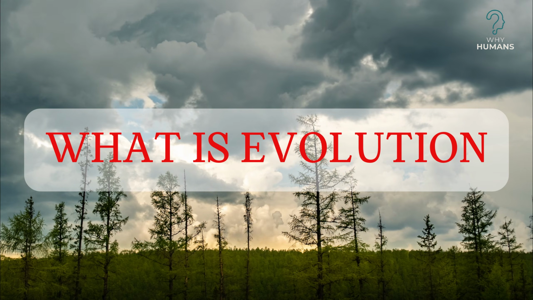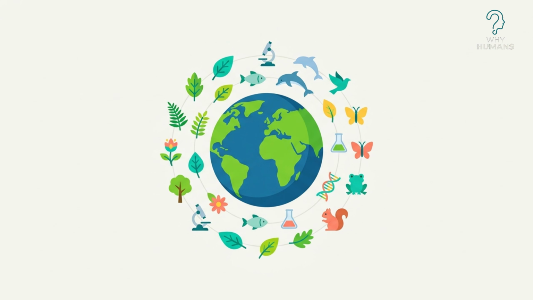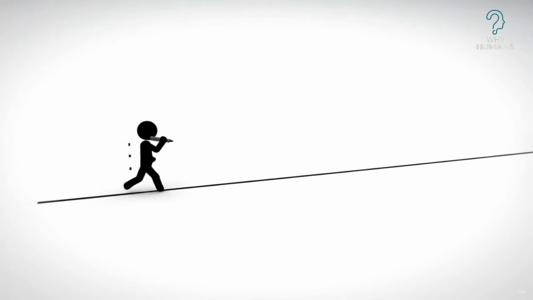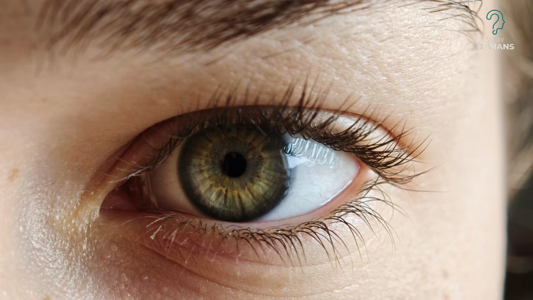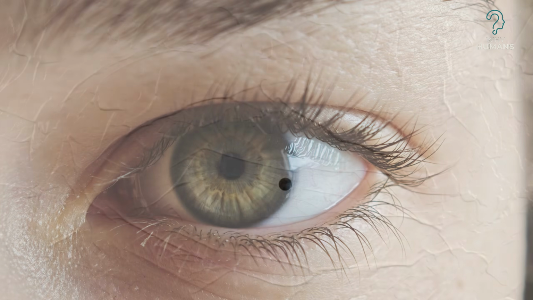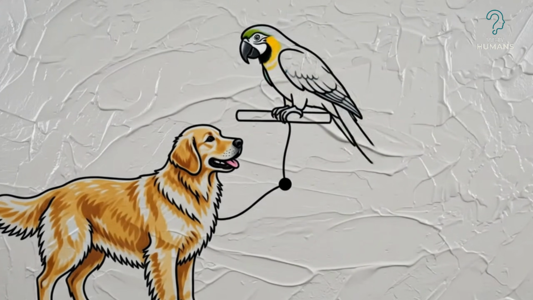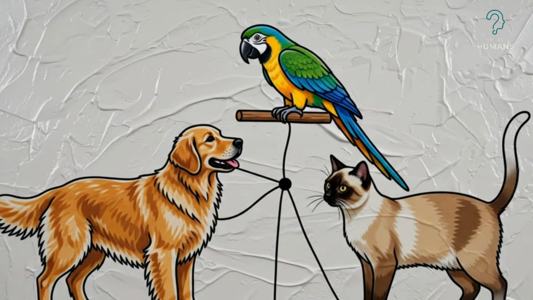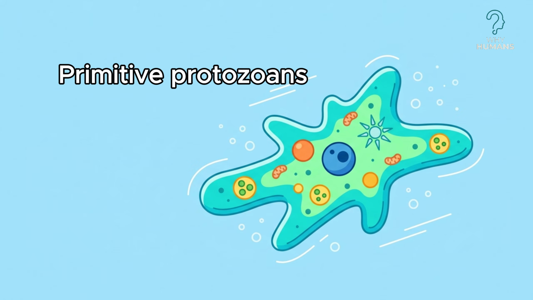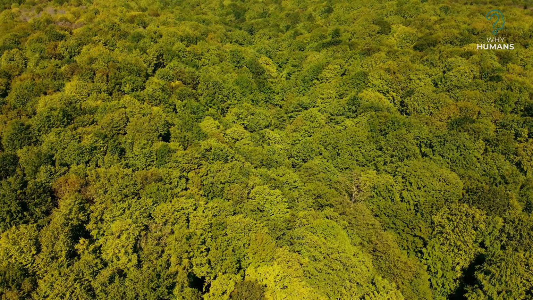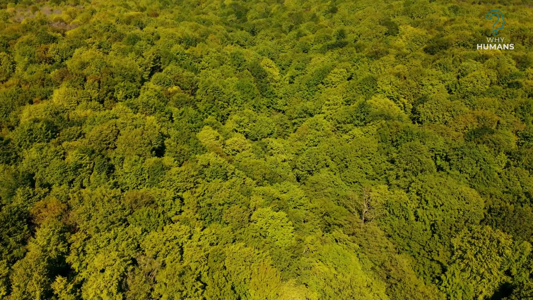What is evolution? Evolution is the development of life on Earth, a continuous process that began billions of years ago and persists to this day. Evolution explains how the enormous diversity of life was able to develop. It demonstrates how primitive protozoans could diversify into the millions of distinct species we observe today.